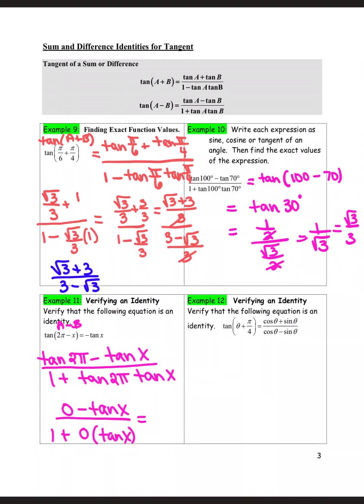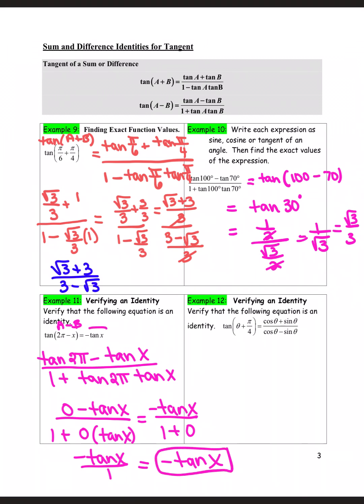So on the numerator, we have 0 minus tan of x, which is negative tan of x. And on the denominator, we have 1 plus 0 times tan of x, which is 0. So we just have 1 plus 0. So we have negative tan of x over 1, which is just negative tan of x. So I just verified the right-hand side.